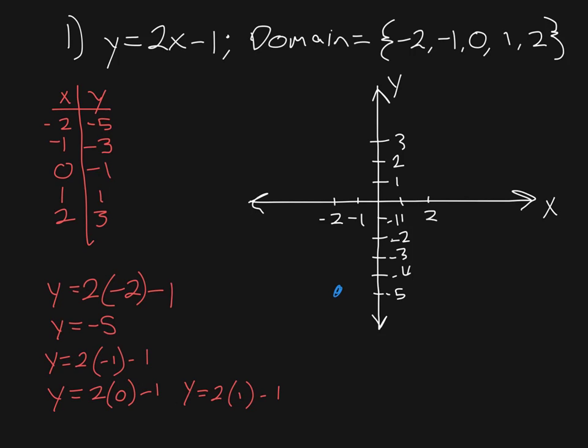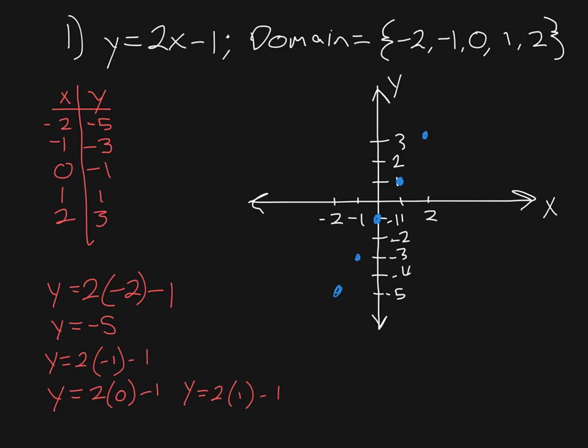And then we have -1, -3 will be right there. 0, -1 is right there on the y-axis because x is 0. 1, 1 will put us right there. And 2, 3 will be our last point. And that is this function.